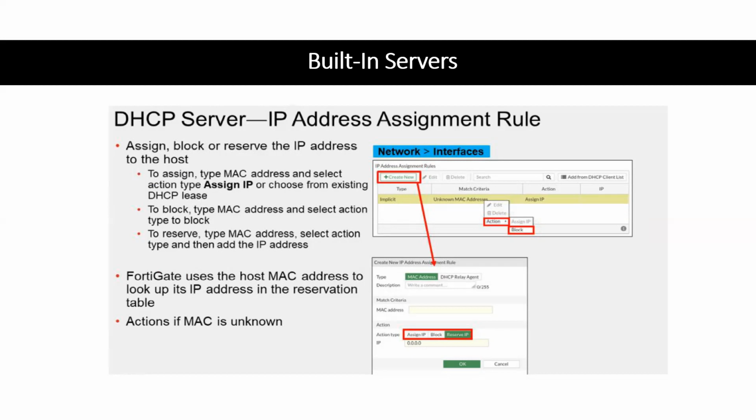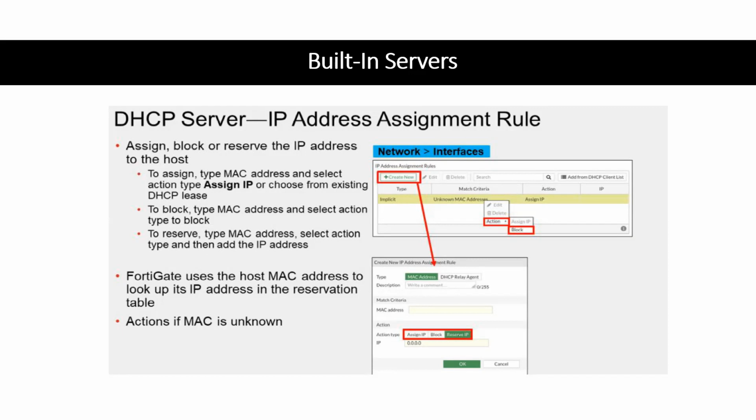I'm going to read that again. To assign, type the MAC address and select the action type assign IP, or choose from an existing DHCP lease. Okay. To block, type the MAC address and select an action type to block. Okay.